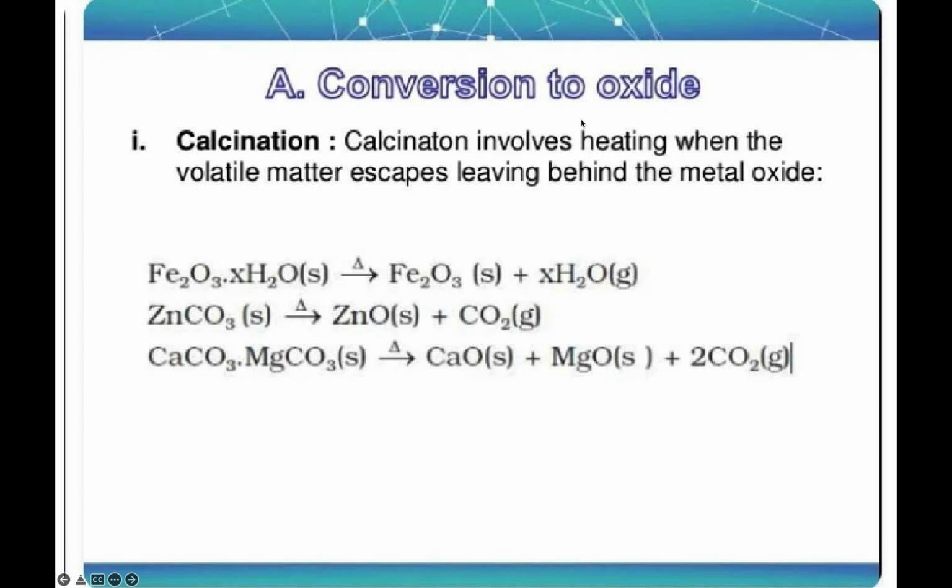Okay, so how do you convert to oxide? Two methods are there. First is calcination. What is calcination? It involves heating, and the volatile matter, the vaporizable part, will escape, leaving behind the metal oxide. I have given you examples: Fe2O3 plus x molecules of H2O, when you heat it, you get Fe2O3 plus x molecules of H2O. Like zinc carbonate, ZnO plus CO2. So like that, it is just heating.